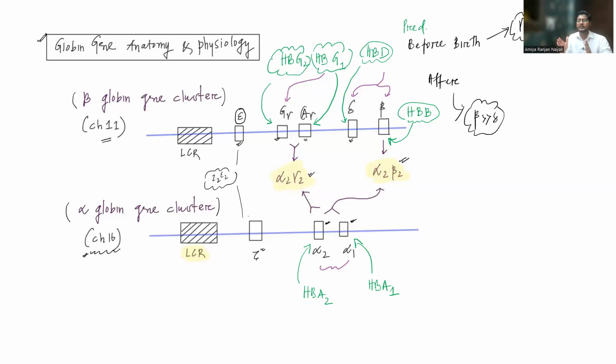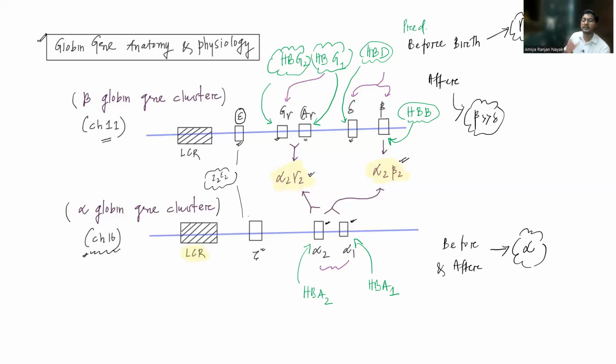So before birth, the predominant beta-like globin that is produced is the gamma globin, and after birth it is the beta globin chain. And among the alpha gene clusters, both before and after birth, the alpha globin chain is predominant. Zeta is only found during the embryonic period. Okay, so I hope it is clear.